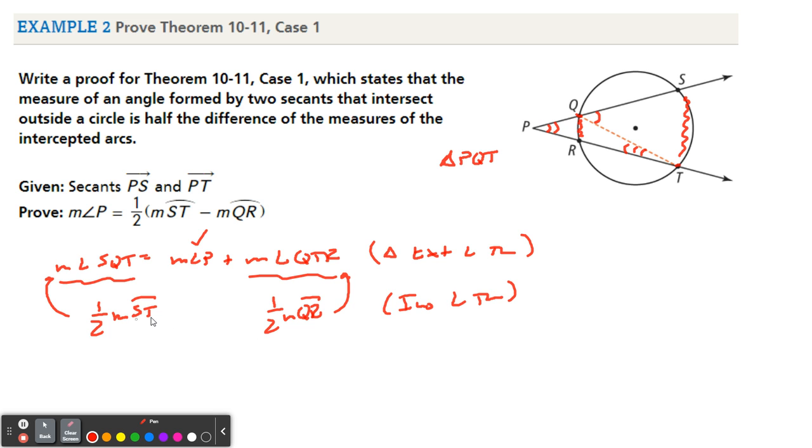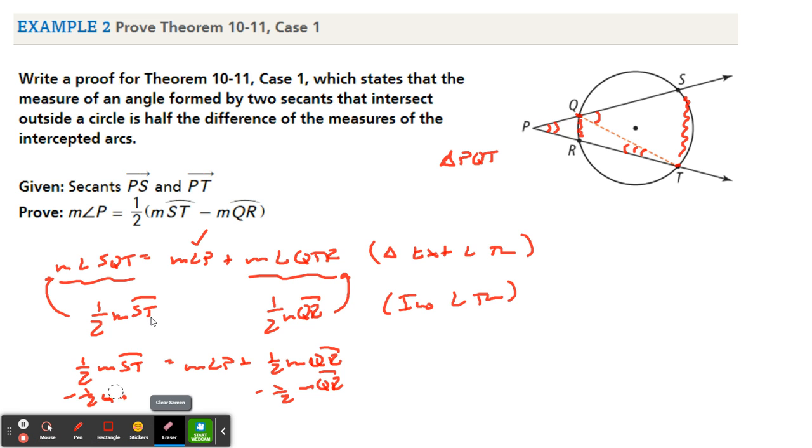So through a substitution, we now get this equation: 1/2 the measure of arc ST equals the measure of angle P plus 1/2 the measure of arc QR. Now let's subtract 1/2 the measure of arc QR from both sides. So again, in this step we did a substitution. In this step we're doing the subtraction property.